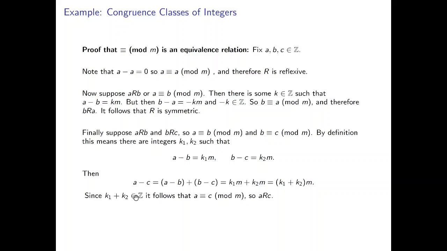Now, K1 plus K2 is an integer, since K1 and K2 are both integers, and therefore it follows that A is congruent to C mod M, and hence A is related to C. And so this completes the proof that the relation is transitive, and so therefore it's an equivalence relation.